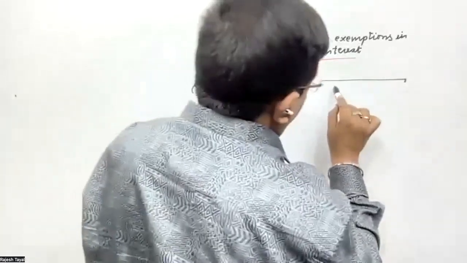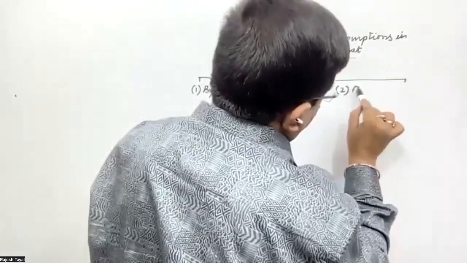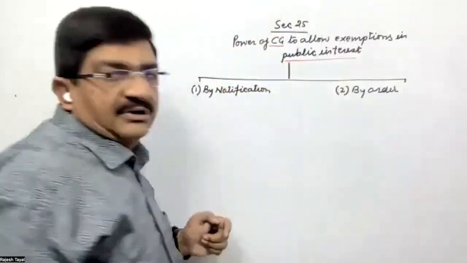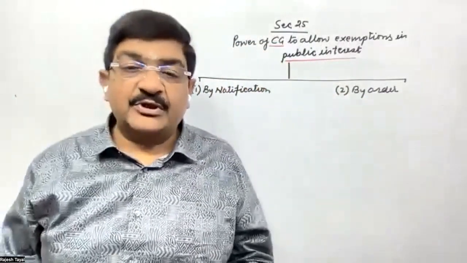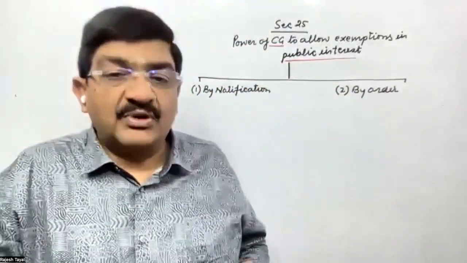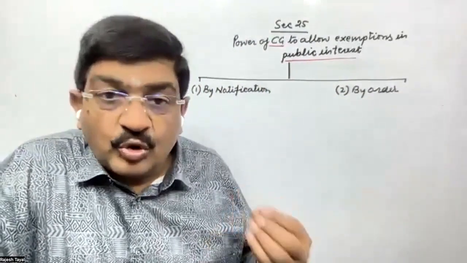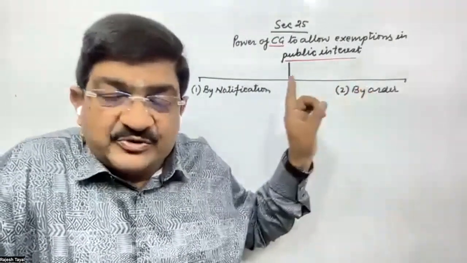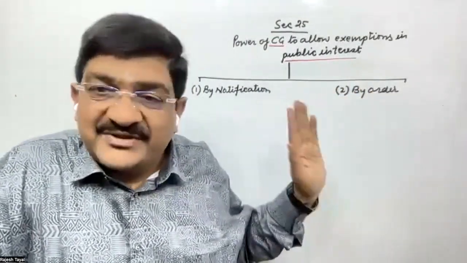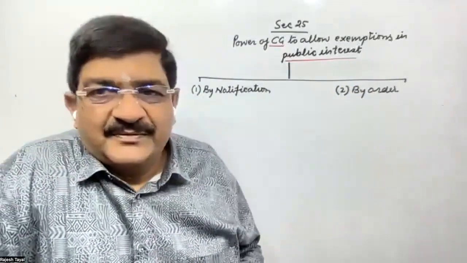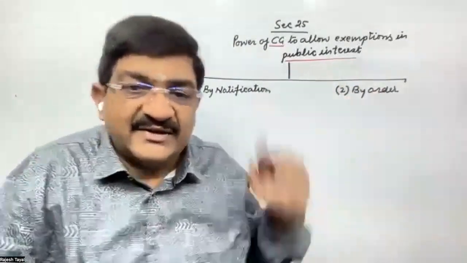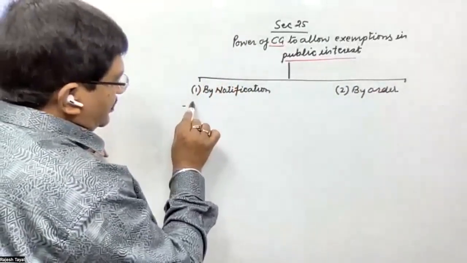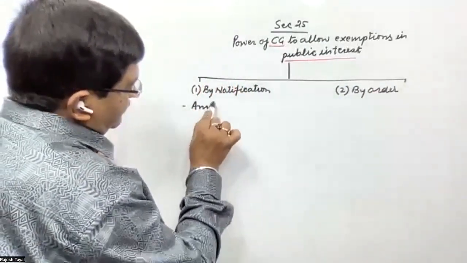And under subsection 2, this is by order. So the basic difference between the two is that notification is issued in the official gazette, and that is known to all, and it is applicable to all. But in case of order, this is for a specific person, a specific situation, a specific transaction. That is the difference between this and this. So notification, anybody can avail.